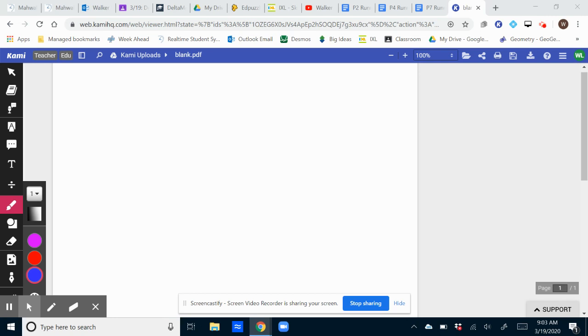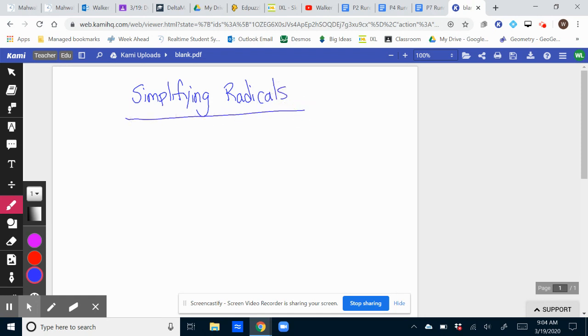All right, guys. So I shared another video with you in which I went through one of the problems on Delta Math and actually reduced the radical on there. But I wanted to take this time to do a few more examples for you guys. So what we're doing here is simplifying radicals. Okay, and this method I'm going to call the perfect square method.